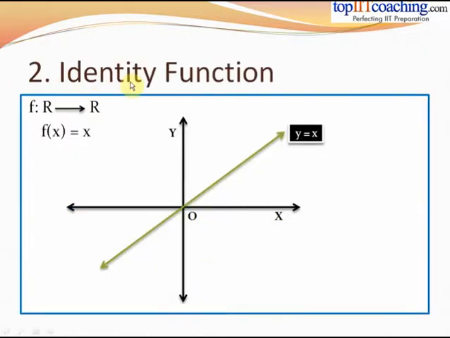The second one is the identity function. It goes from R to R, and f(x) equal to x is an identity function. Here the domain of this function is R and the range is again R. So y equal to x represents an identity function, and the graph of an identity function is this. So y equal to x is a line which represents the graph of the identity function.